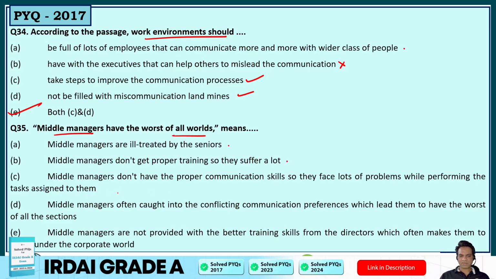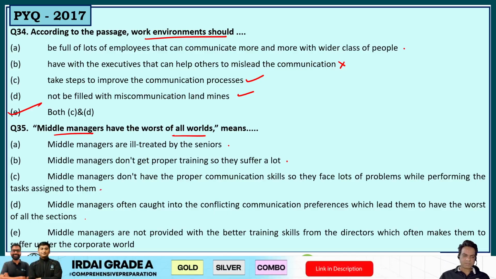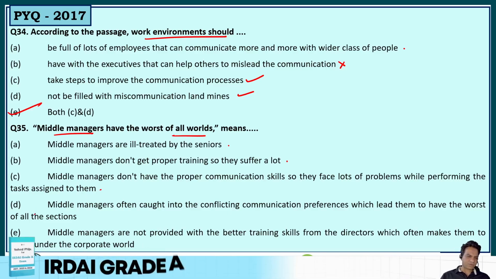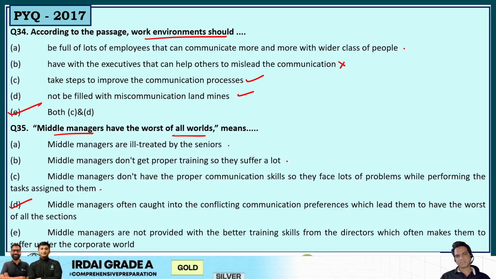Middle managers don't have the proper communication skills, so they face lots of problems while performing tasks assigned to them. They often get into conflicting communication preferences, which lead them to have the worst of all sections. Yes, middle managers are not provided with better training skills. It's not about training, it's basically their position that gets them fixed in between their seniors as well as their juniors. Option D is the correct answer.